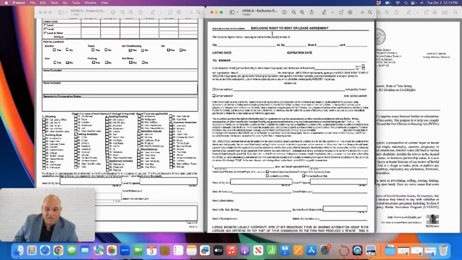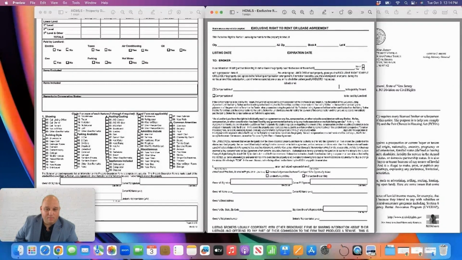The other form is the exclusive right to rent or lease agreement, which is basically the listing agreement, the period of time which you are hiring your agent to represent you in renting the apartment. And there'll be a start date and an end date, the address, which company are you hiring, what is the rent price going to be per month, and then finally, who is paying the fee? What is the fee? Who is responsible for paying the fee?